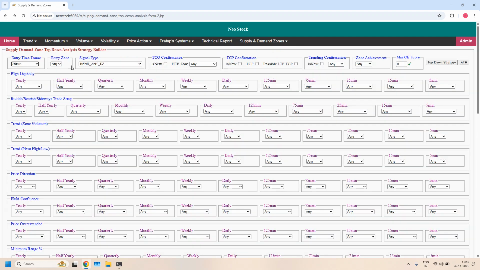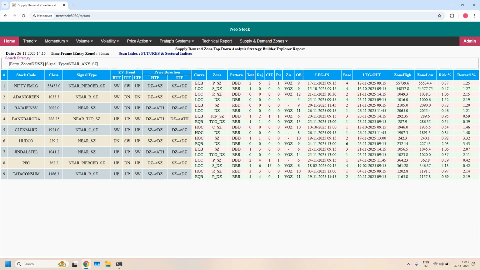Okay, next for 75 minutes time frame, stocks near to the 75 minute supply zone, we got 9 stocks. Let's identify high liquidity 75 minute supply zones from this list. Adani Green is having 75 minutes high liquidity supply zone. Bank of Baroda is not valid, it is a PR search zone. Next, Glenmark is having a 75 minutes high liquidity supply zone. And then Tata Consumer is having a 75 minutes high liquidity supply zone. So total we got 3 stocks from this list.